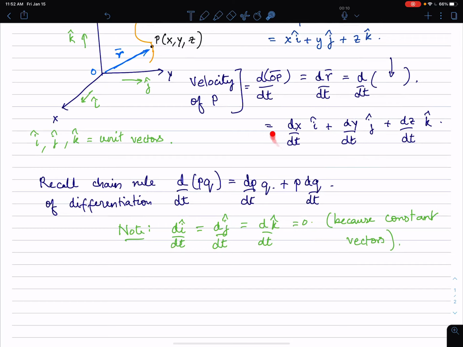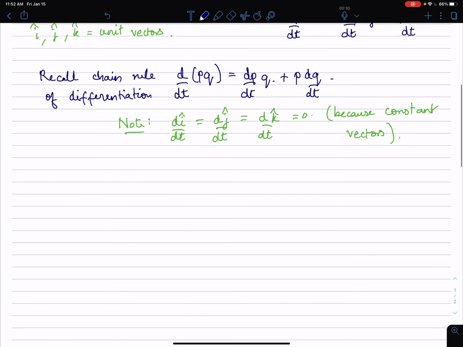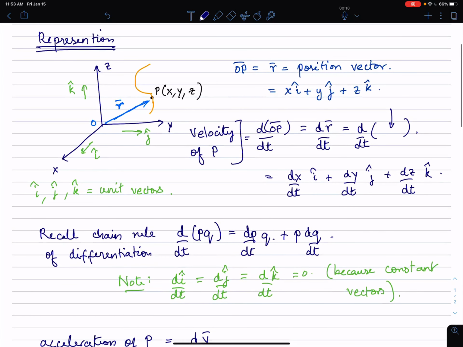This is velocity, and we can write an expression for acceleration as well, which is analogous. Acceleration of p equals basically dv by dt. We are going to use the notation v for velocity.